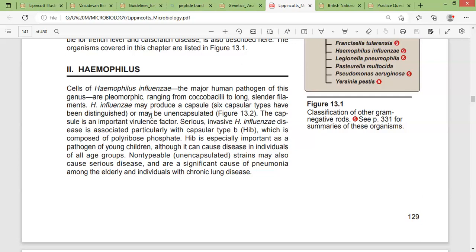In Haemophilus influenzae, the capsule forms a very important virulence factor. Remember, in Neisseria gonorrhoeae, we said that the pilus is the one that forms the essential virulence factor. In Vibrio cholerae, we saw that cholera toxin. Here in Haemophilus influenzae, we are seeing it's that capsule.